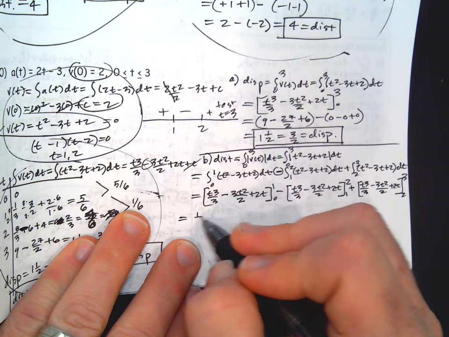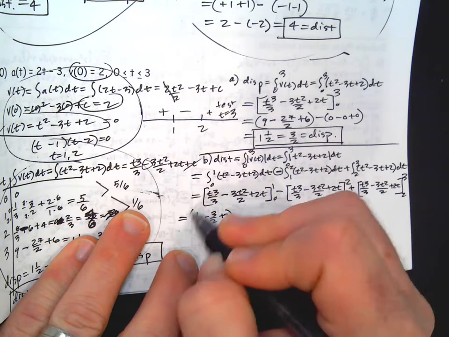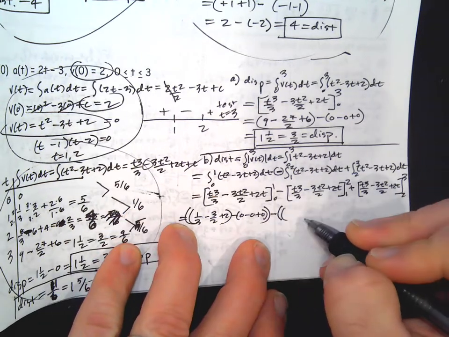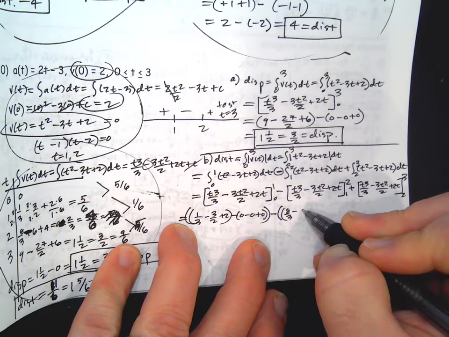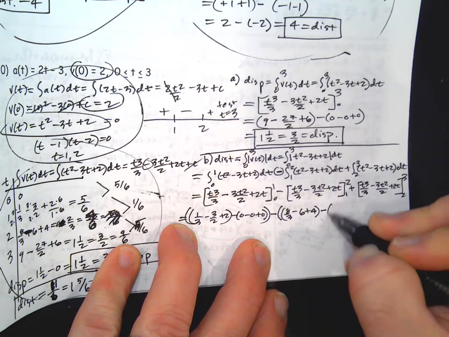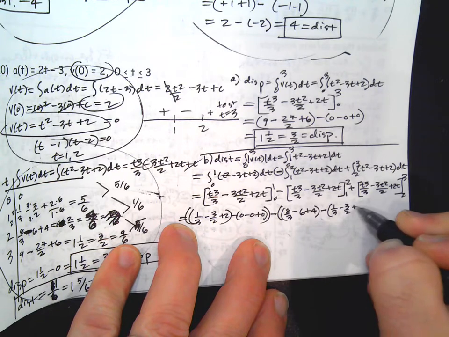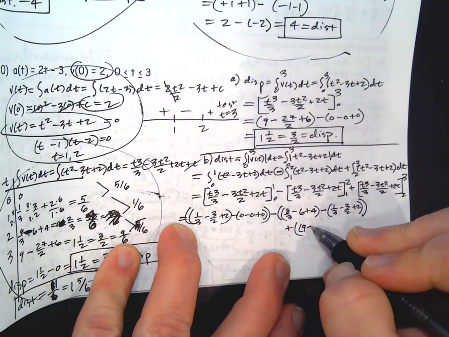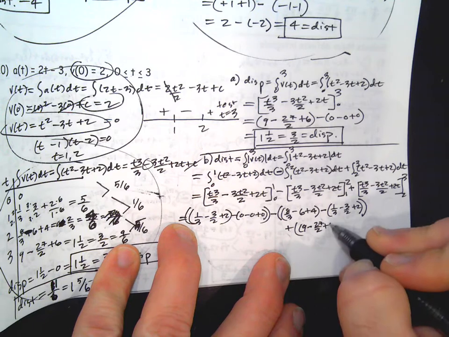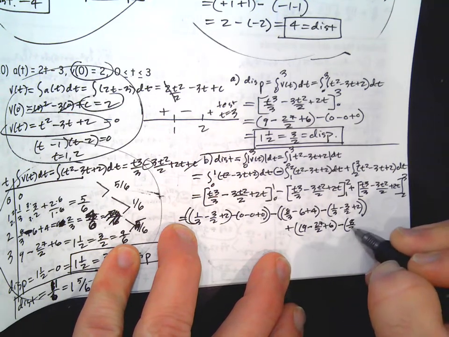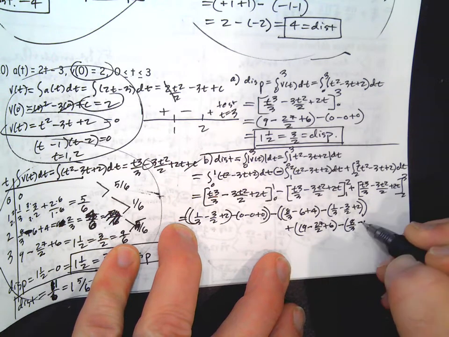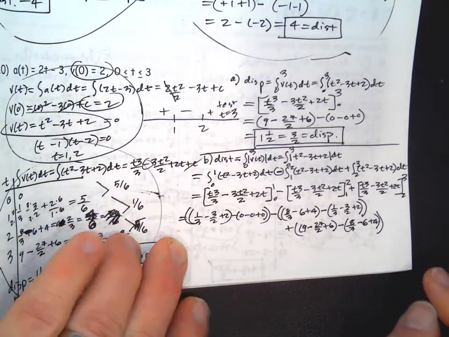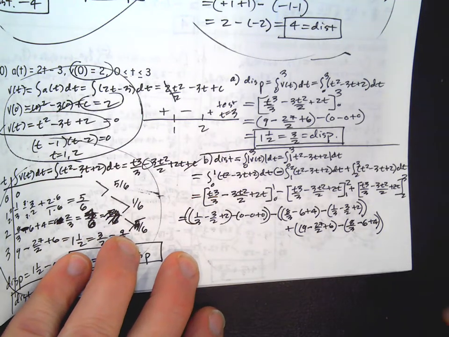So plug in 1 and get 1/3 minus 3/2 plus 2. Plug 0 and you get 0 minus 0 plus 0. And then minus, plug 2 and you get 8/3 minus 12/2, which is 6, plus 4, minus, and you plug 1 in, 1/3 minus 3/2 plus 2, plus, and you plug 3 in here, 9 minus 27/2 plus 6, minus, and you plug 2 in, you get 8/3 minus 12/2 is 6 plus 4. Oh my gosh. All right, you just got to keep going and hope you don't make any mistakes.